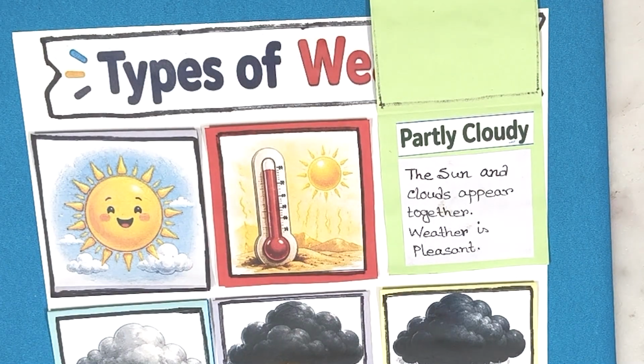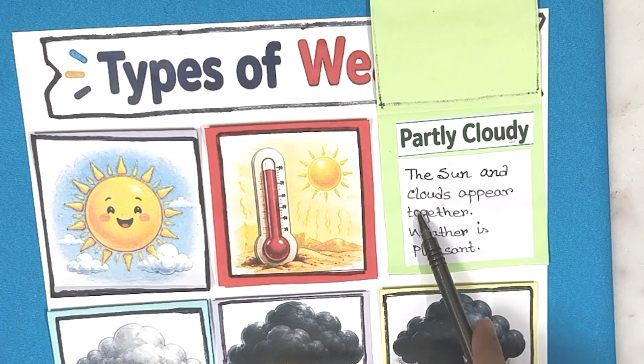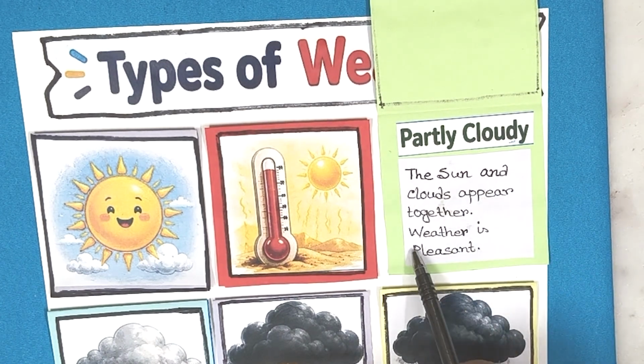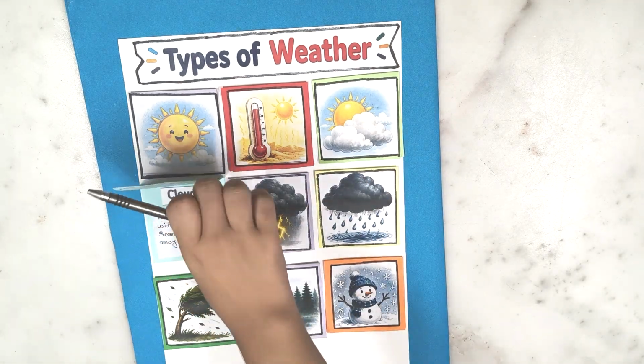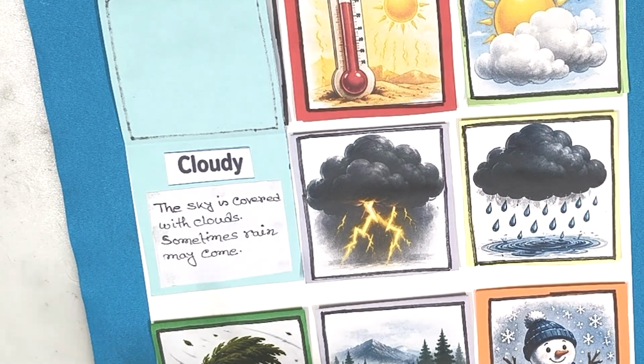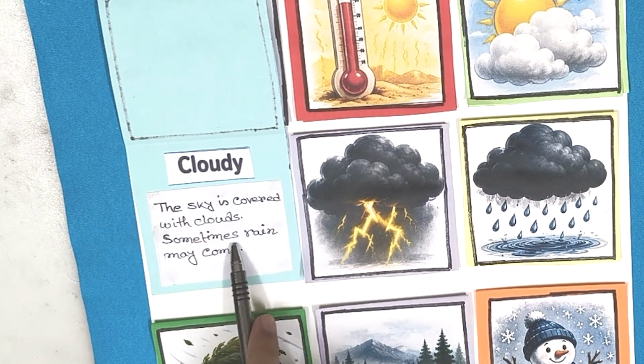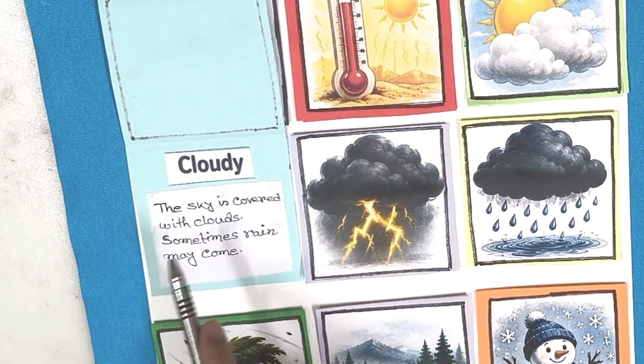Partly cloudy. The sun and clouds appear together. Weather is pleasant. Cloudy. The sky is covered with clouds. Sometimes rain may come.